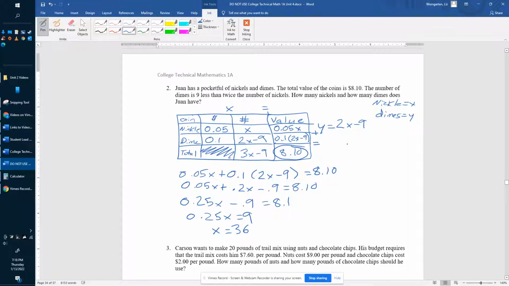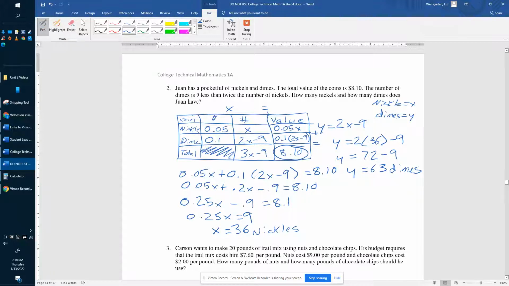So what is y then? Let's plug 36 back into this equation and find y. y equals 2 times 36 minus 9. y equals 72 minus 9. y equals 63. So x is 36 nickels. y is 63 dimes.